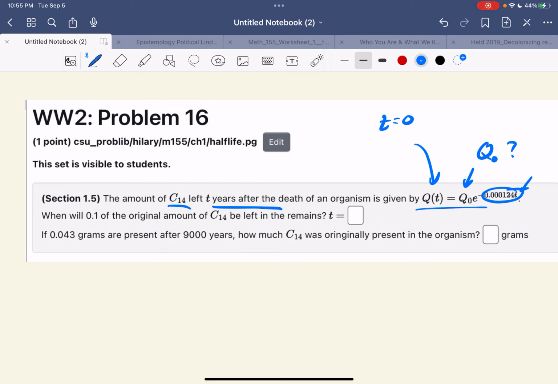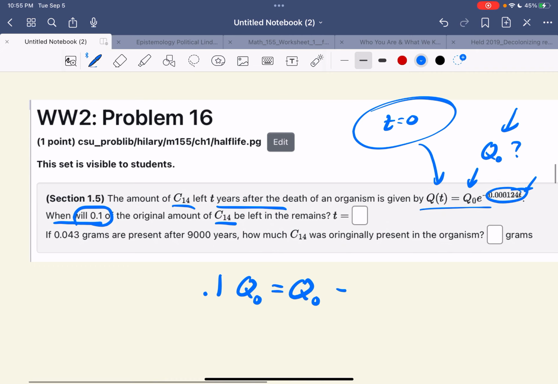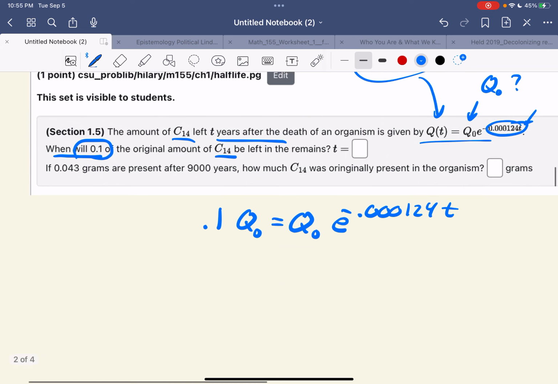So let's read the problem. When will 1/10 of the original carbon-14 be left? The original carbon-14 is how much you have at time 0, and we have a name for that: Q0. And I'm only going to have 1/10 of it left, so 0.1 Q0. I need to model it with this equation here. So that's equal to Q0 e to the negative 0.12314 t. Notice you can cancel these Q0s. That's why it didn't matter, and I didn't have to tell you what it was.